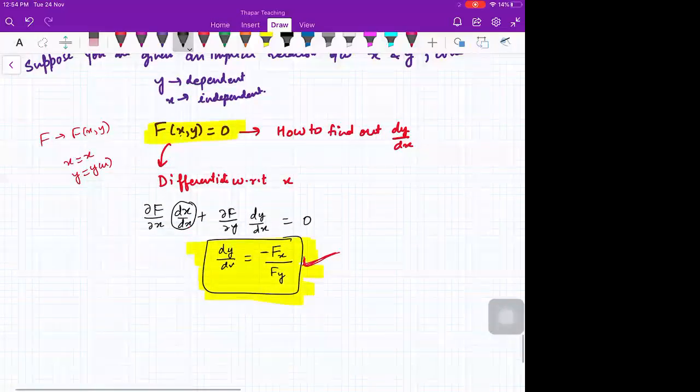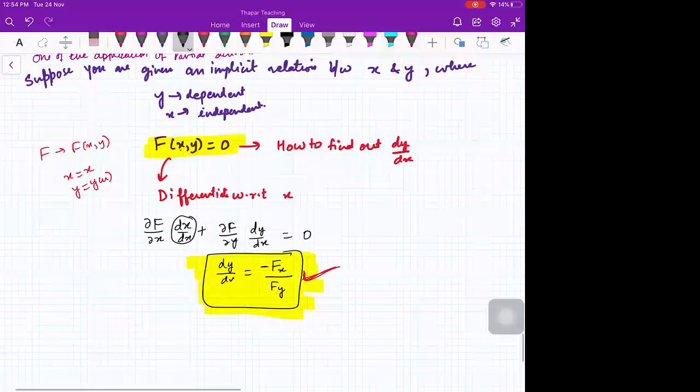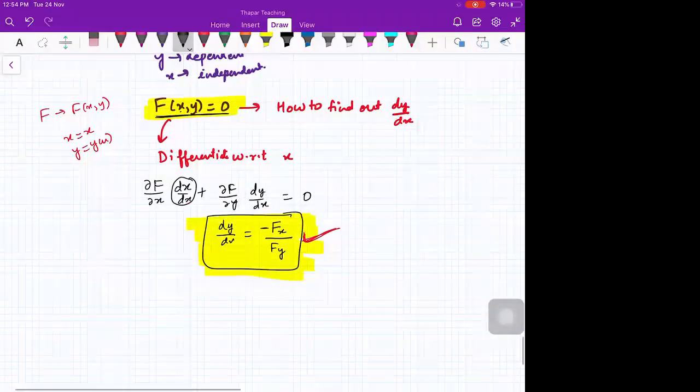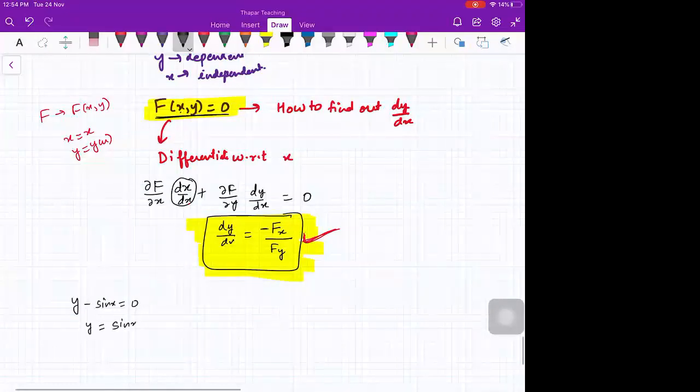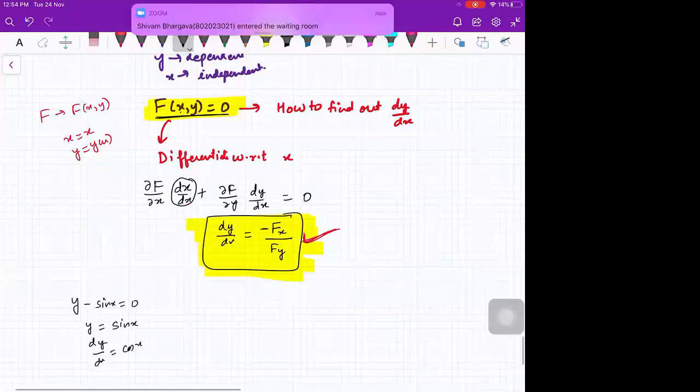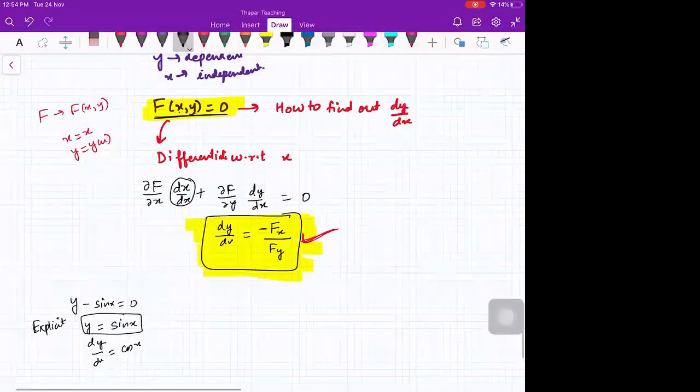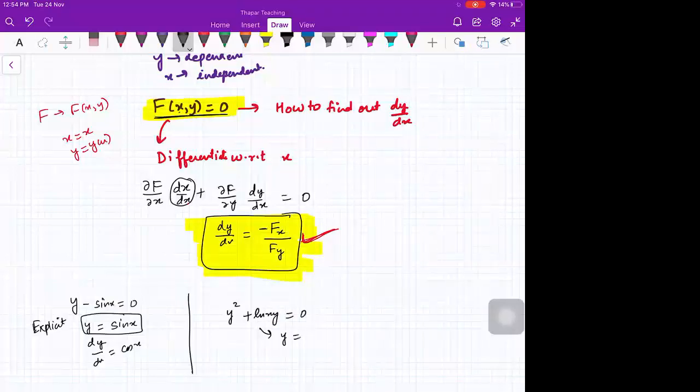What is the meaning of implicit relation? Implicit means it is not possible to separate. For example, if I give you y minus sine x is equal to 0, here I can clearly write y is equal to sine x, and then I can compute dy by dx is equal to cos x. So this is called an explicit relation. Explicit means you can write y in terms of x clearly. But if I give you something like this, y square plus log of xy is equal to 0, now from here, writing y as a function of x is not possible. So this is called implicit. Implicit means you cannot separate x and y. Explicit means you can separate them. Because if you can separate them, then obviously we can first separate and then find the derivative. But if it is not possible to separate, then you can find the derivative in this way.